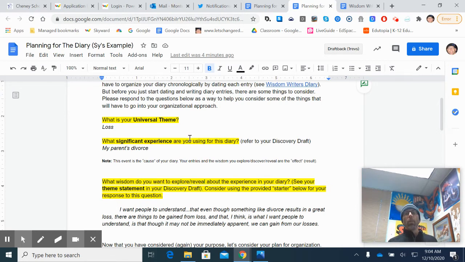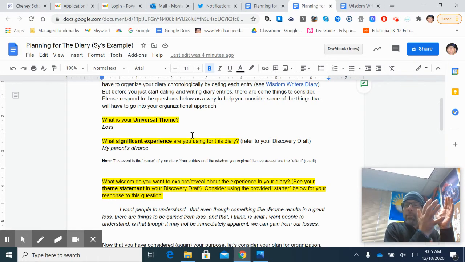Next, what event or experience am I going to use for this diary? Remember, the event is not what the diary is about. The event is just the starting point. The diary, the project, really is about what wisdom we gained from the experience. The event is the cause, and the diary is the effect.